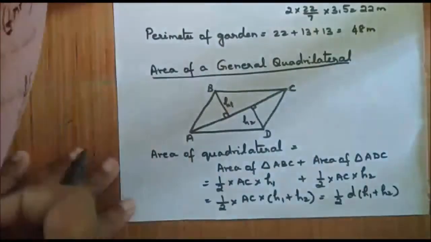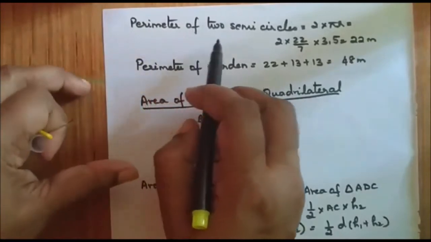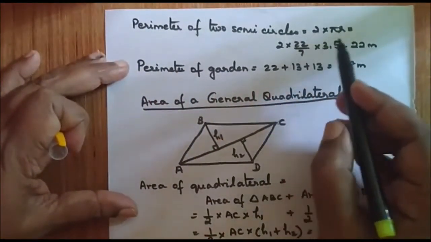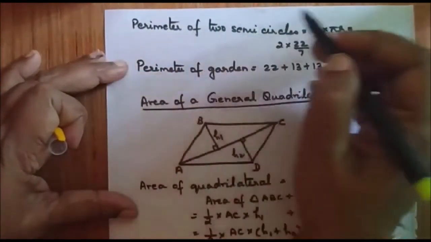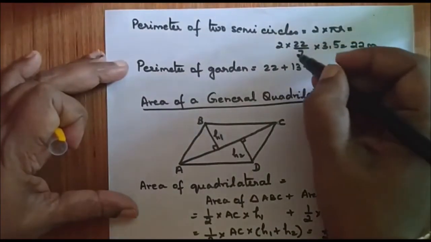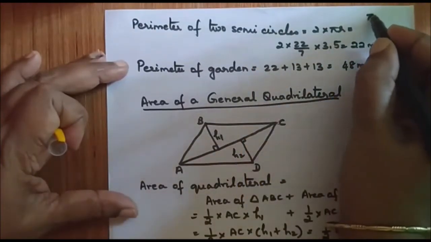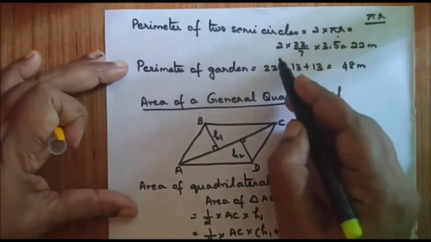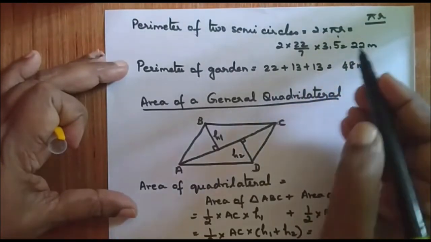Okay. Now we'll go to that same thing. They have asked to find out the perimeter of the two semicircles. That is 2 into pi r. What is the perimeter or the circumference of the semicircle? Anything you can say is nothing but 2 pi r. So we have got two semicircles. For a semicircle it is pi r. For two semicircles it is 2 into pi r. So 2 into 22 by 7 into 3.5 is 22 meters.